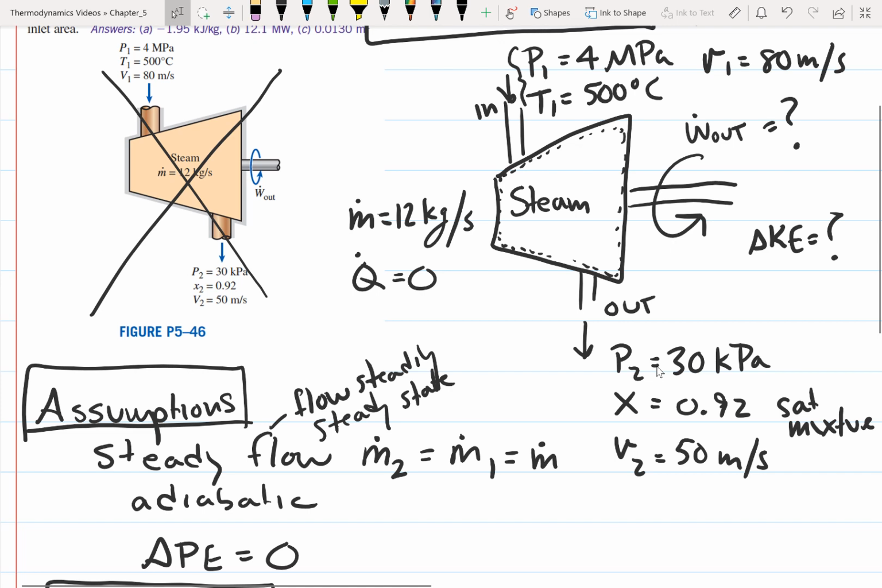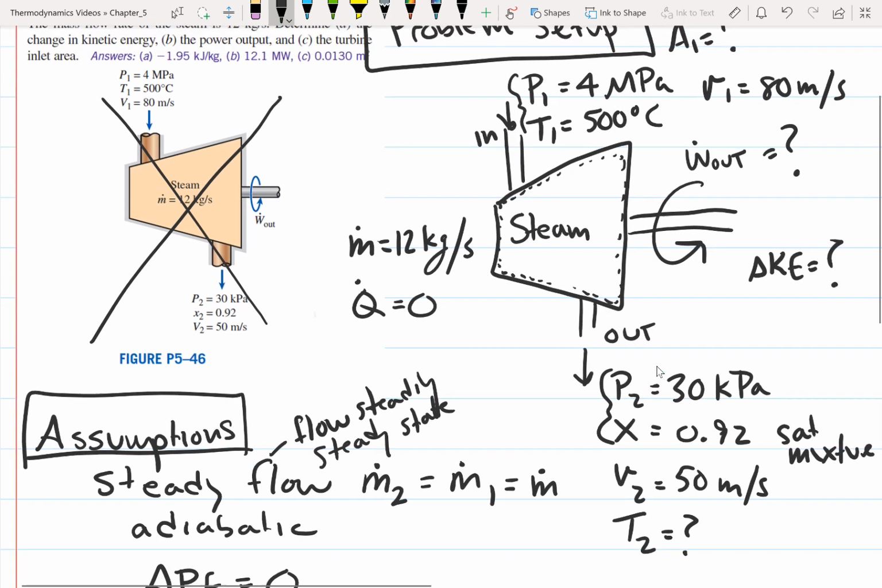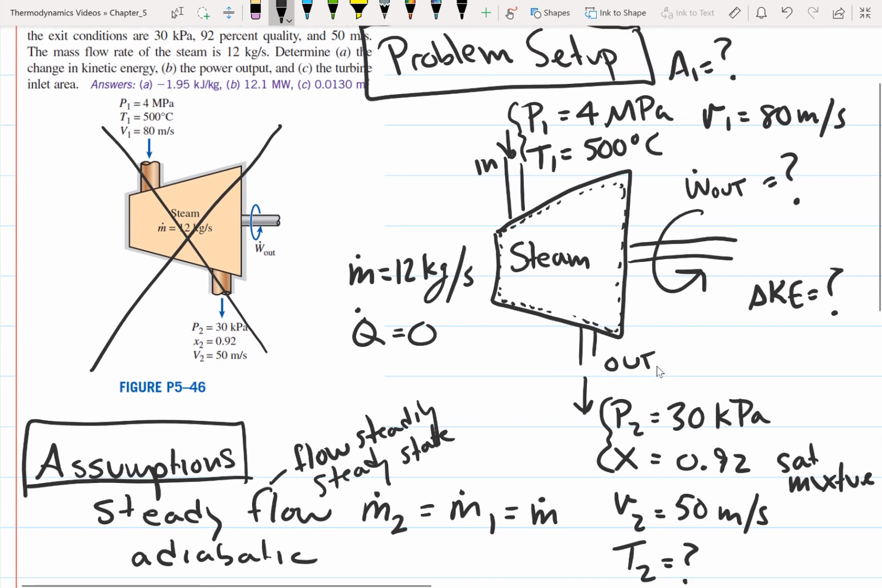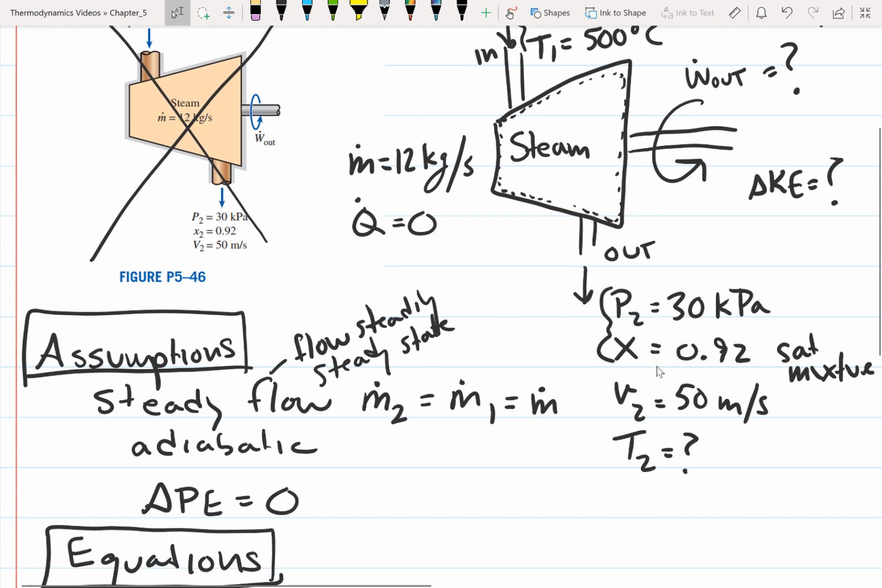And it doesn't tell us T2. I don't know if we're going to need T2, but I'll just write that down anyway, just so we know that we don't have it. Since we know the pressure and the quality, we have the information we need to look up data on the tables for the outlet. We have the pressure and temperature at the inlet, so we have everything we need to look up data on the tables. And we're looking for the work out, the change in kinetic energy, and the area of the inlet.